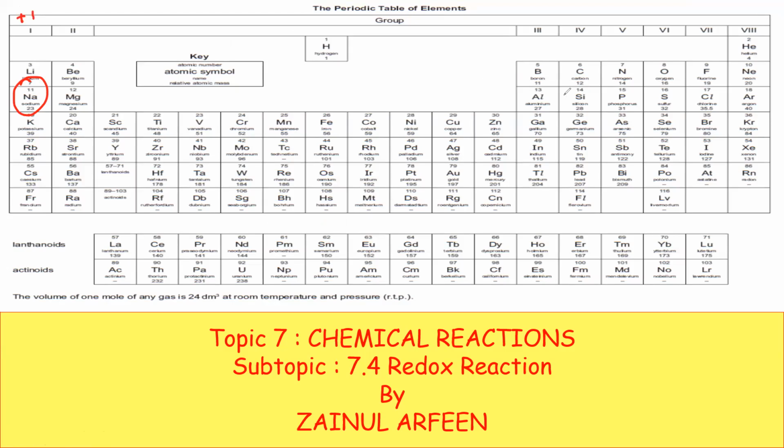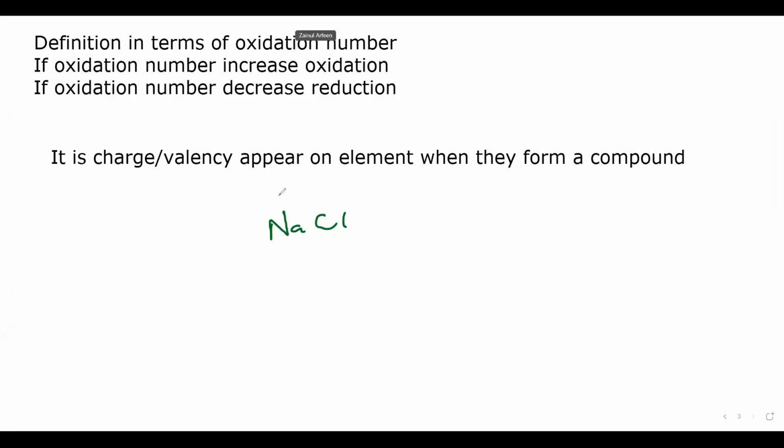Yeah, that's right, Abdullah. And group 7, chlorine, what will be the valency or the charge? That is -1. So valency is a charge that appears on an atom when it is forming a compound. So sodium is +1, chlorine is -1. But when we write them as elements, for example, if I write just Na, or Cl2, what will be the valency of the element? The valency of all elements is 0. Valency is the charge that appears when they form a compound, when they combine with another element or atom.